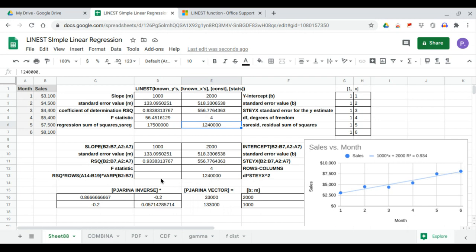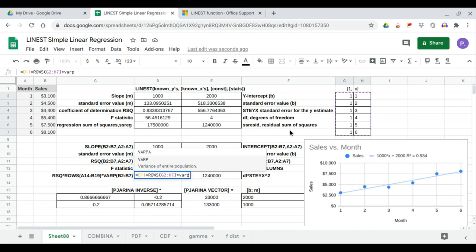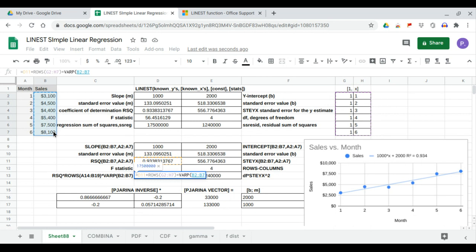Next, we calculate the regression sum of squares, which is equal to R squared times the rows of the 1 comma x matrix times the variance of the population y. And this matches our LINEST output.